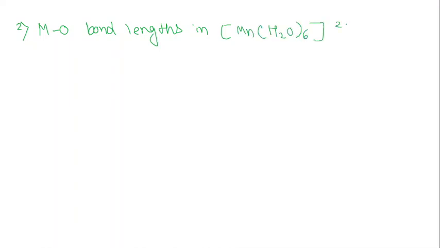Now the second question. I am writing the second question. We have to calculate the Mn-O bond lengths in [Mn(H2O)6] 2 plus. So how to answer this question? Mn is 2 plus.